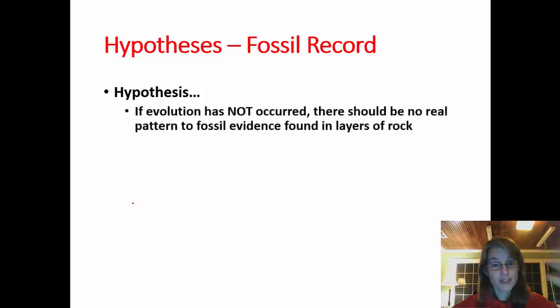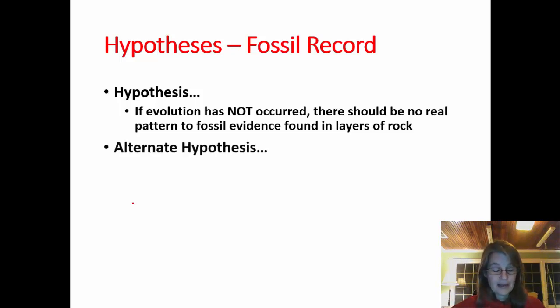So what hypotheses should we be able to make about the fossil record and what it should show us? If evolution has not occurred, then there should be no real pattern to the fossil record. There should be no real pattern to what we find in the rocks. We should be able to find pretty much anything in any layer. No pattern, if all organisms appeared on Earth at one time, fully formed.